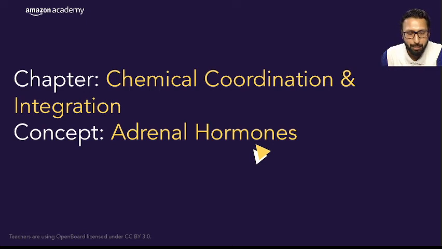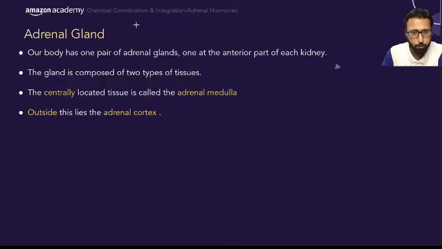So guys, today's discussion is going to be on adrenal hormones. Very important for exam point of view and also for our body. So let's get started. This topic is taken from class 11th chapter, that is chemical coordination and integration. In this chapter we mainly talk about hormones and the endocrine glands and their mechanism of actions, and also the disorders which can be produced either by deficiency of these hormones or by excess of these hormones.